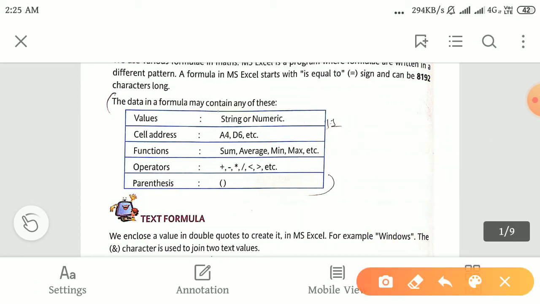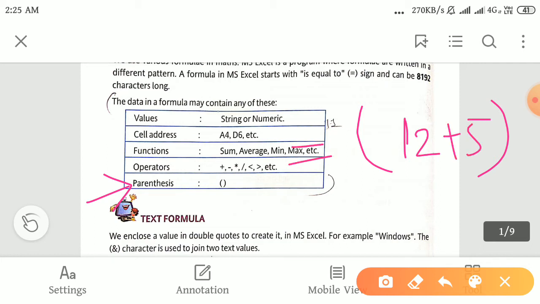Fine. Now see the last second one, operators. Operators means the symbols, right? So plus, minus, multiply, divide, and less than, greater than, and all these things we can use in MS Excel as well. Parenthesis, while writing out the formula you can just use this parenthesis. Likewise you can write down equal to 12 plus 5, right? So these are what? These are your numeric data, right? This is your operator. These are your parentheses, right? So like this you can write down any kind of formula according to your need.